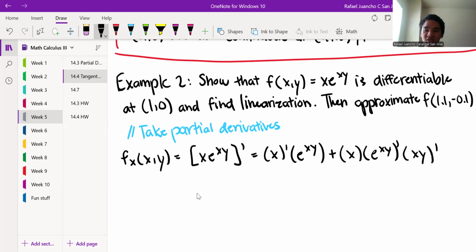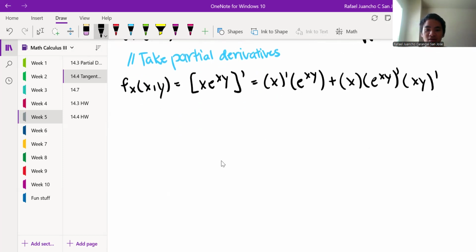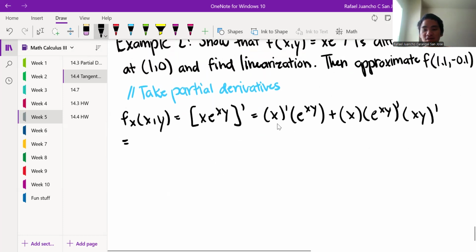And there, we're done with setting it up. Now, what is this? Here I treat my y as a number. I treat my x as a variable. So here I get e to the xy because there's just one. So copy 1 times e to the xy plus.